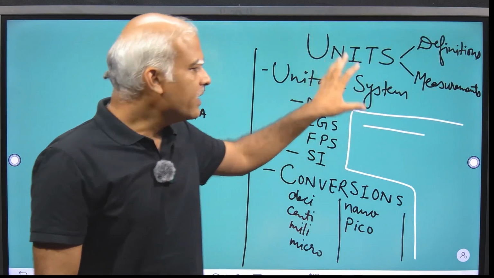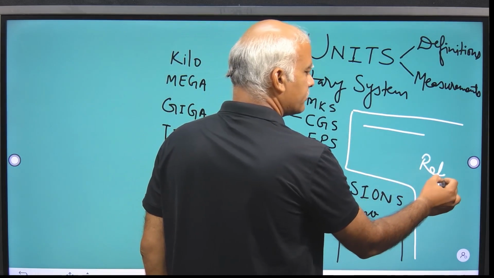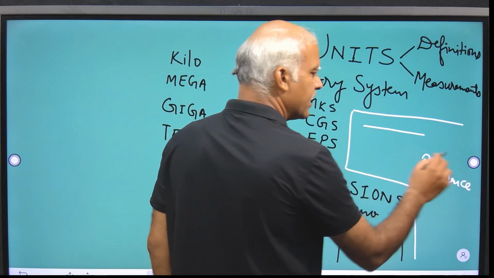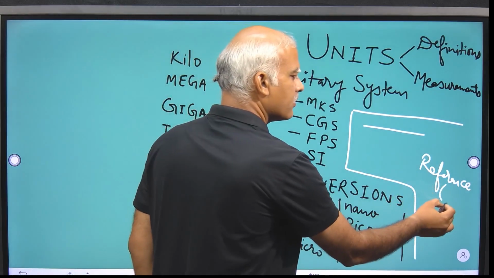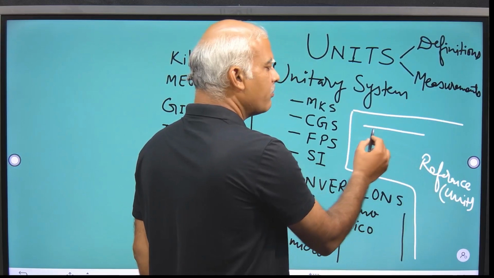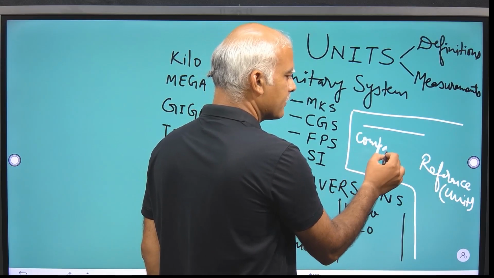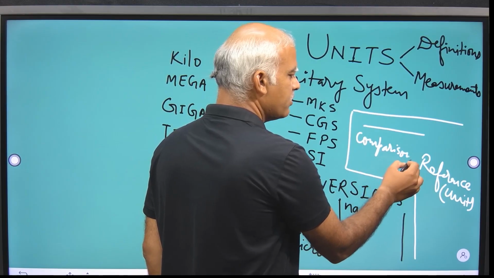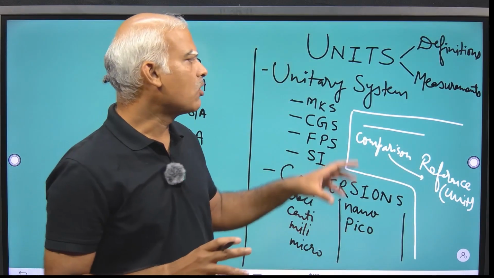So we can clearly say that whatever reference we take for the measurement of something is basically the unit, and the comparison which takes place with this reference is called the measurement.